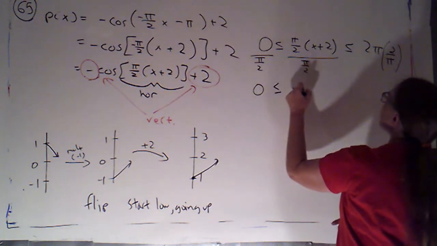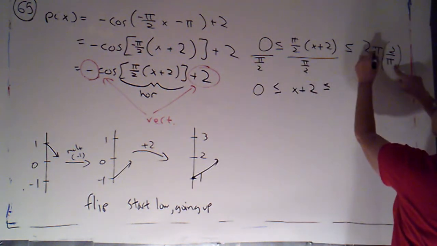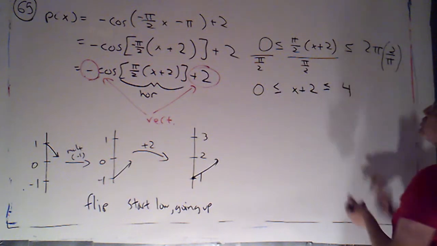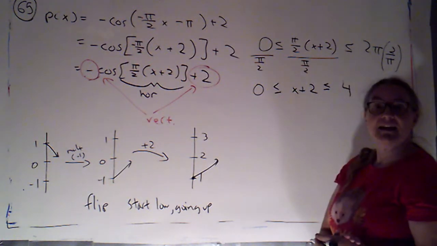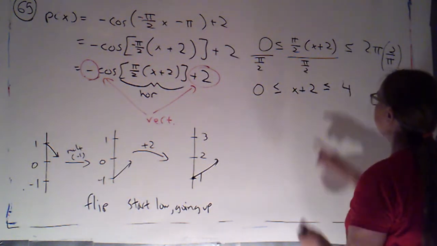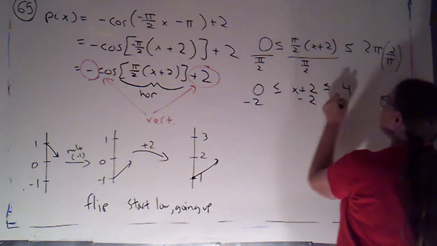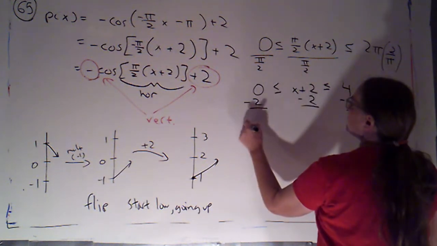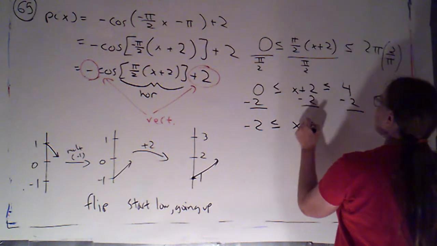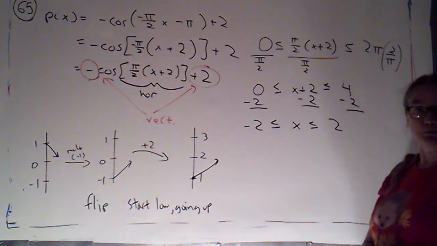Less than or equal to x plus 2. Less than or equal to the pi's cancel, but 2 times 2 is going to give me 4. Then we subtract 2 from each piece. So we get negative 2 less than or equal to x less than or equal to 2.